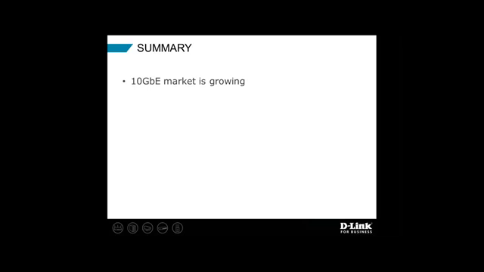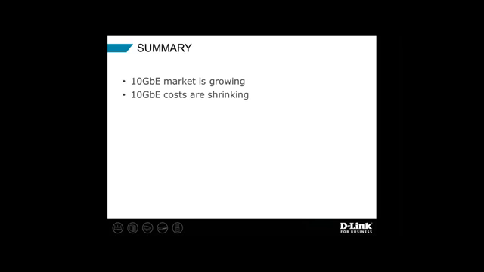Summarize what we talked about. The 10 gig market is growing in terms of revenue. In fact, worldwide, 10 gig is overtaking gigabit this year in the switching revenue market. But on the other hand, costs are continuing to go down. Costs are shrinking, and we saw that as well.